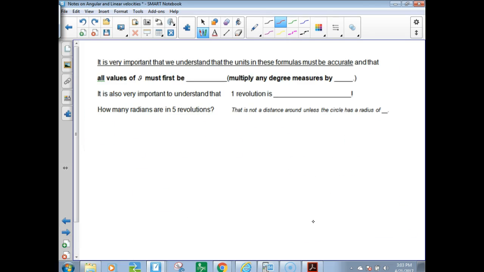It's very important that we understand that the units in these formulas must be accurate and that all values of theta must first be in radians. So if you are given degrees, you're going to need to multiply any degree measure by pi over 180. Good luck. It's also very important to understand that 1 revolution is 2 pi radians. Remember, 360 degrees is 2 pi radians.